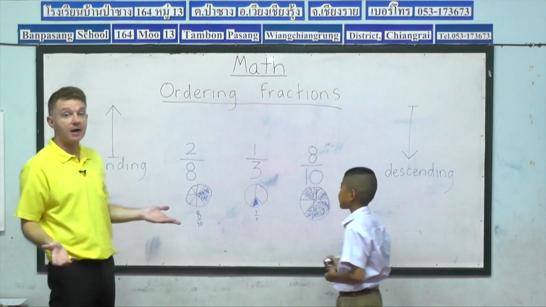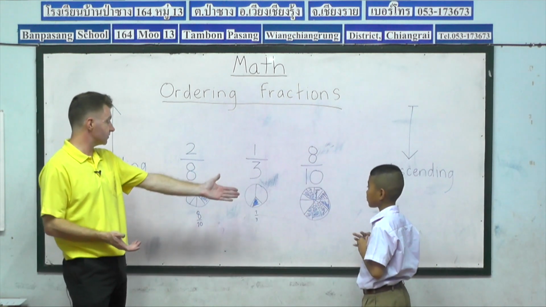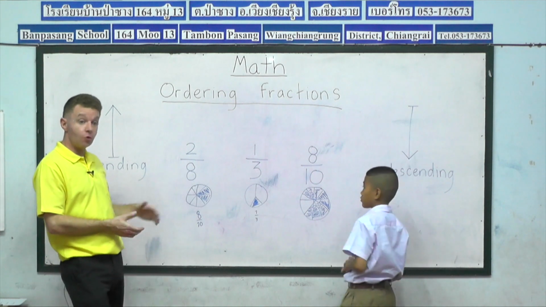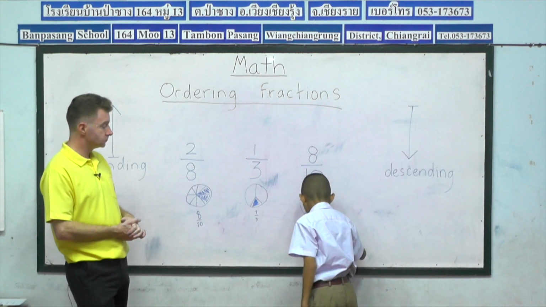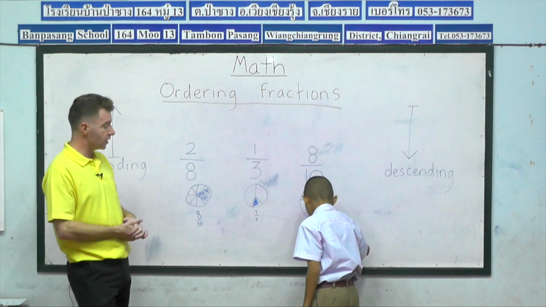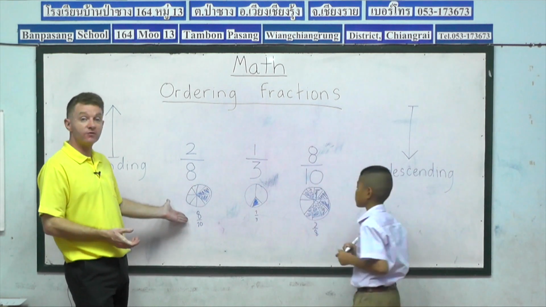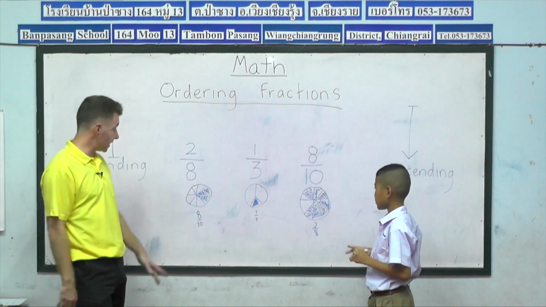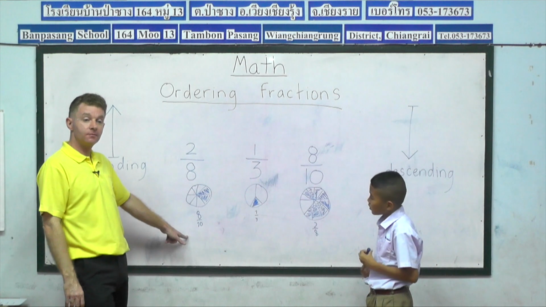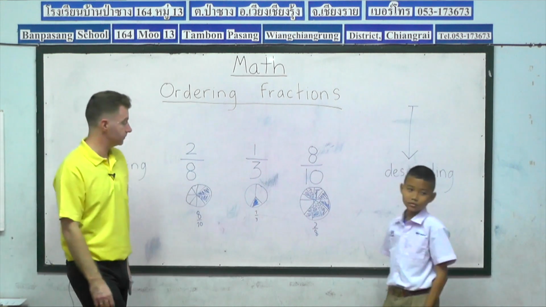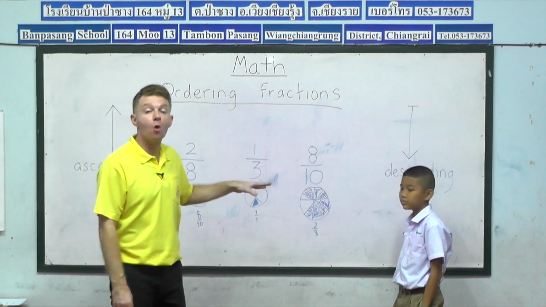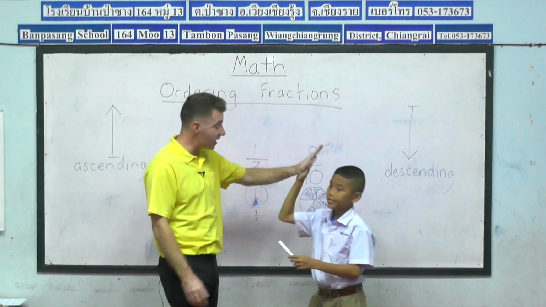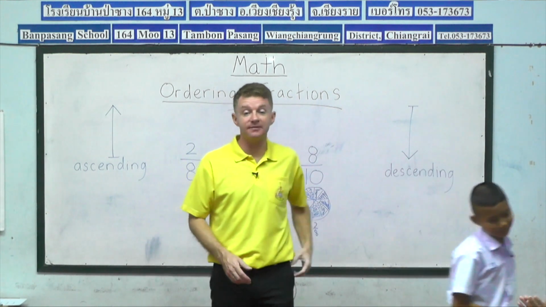Excellent. And then we now know which is our smallest fraction. 2 over 8. And this is how we sort different fractions into descending order. One more time, guys. 8 over 10, 1 over 3, and 2 over 8. Bang on, that was excellent. High five, big round of applause for bang on, please, guys.